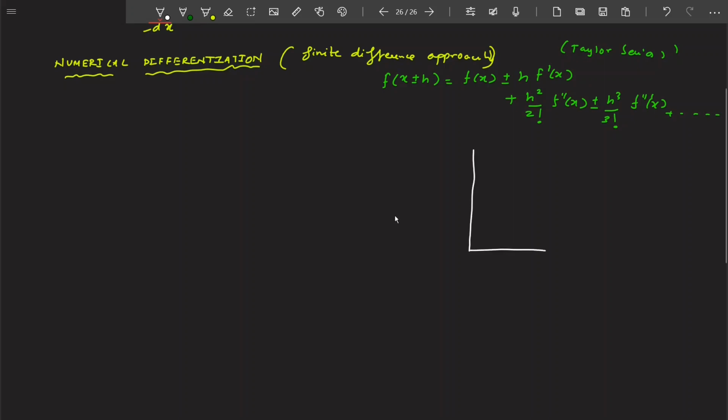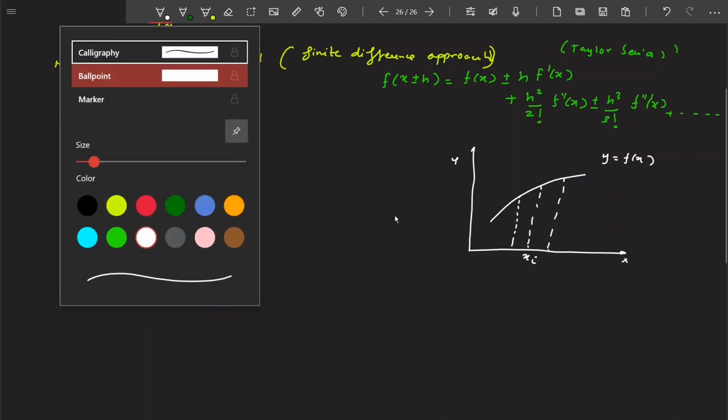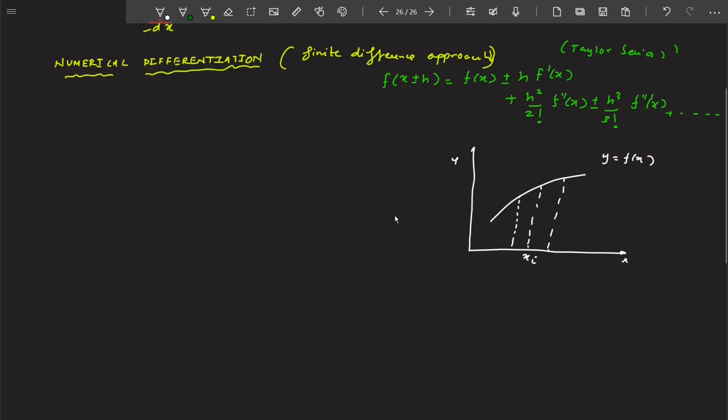Now let us say we have a function, y is equal to f(x), and let us say we have a point x i and we have 3 points, and the step size here is h, so this is going to be x i plus 1, which is nothing but x plus h, and this is x, and this is going to be x i minus 1, which is x minus h.